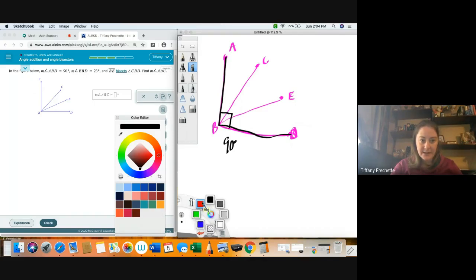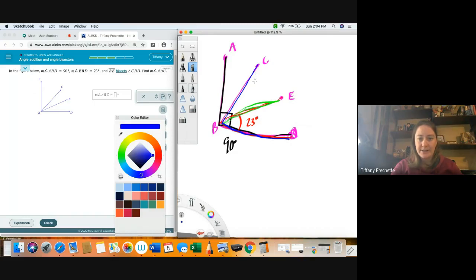And then they tell us that EBD, so this one here, hopefully that red and pink don't mesh too much. So EBD, so this bottom angle here. There we go. So this angle here is 23 degrees. And then they tell us that BE, so I will put this in kind of bright green here. So BE bisects, and let's go with blue, CBD. So it bisects this blue that I just outlined.